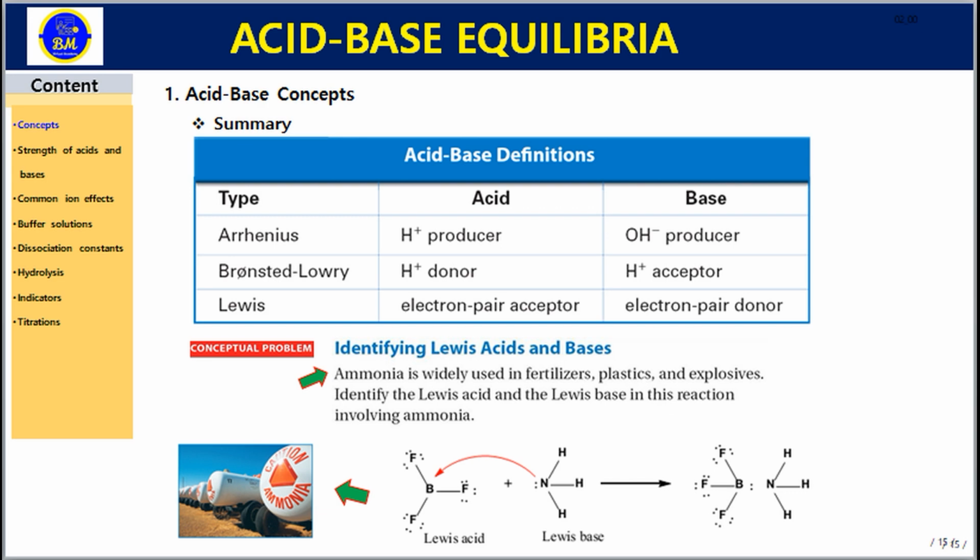Now acids are hydrogen ion donors while bases are hydrogen ion acceptors. This is the concept of Bronsted-Lowry. The third one is the Lewis concept. According to the Lewis concept, acids are electron pair acceptors while bases are electron pair donors. For whom does it donate? For the acid. Okay, so this is the summary of the whole concepts regarding acid and base.